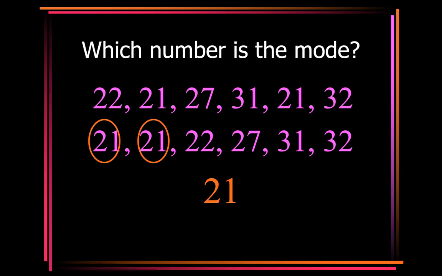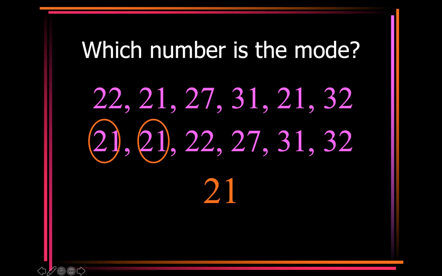Now, here's the thing. What happens if two or more numbers show up the same amount of times? So for example, what if we not only had two 21s, but we had two 27s? Well, guess what? 21 and 27 end up being the mode. You can have multiple modes, but they need to show up the same amount of times, and it has to be the most out of anything else.